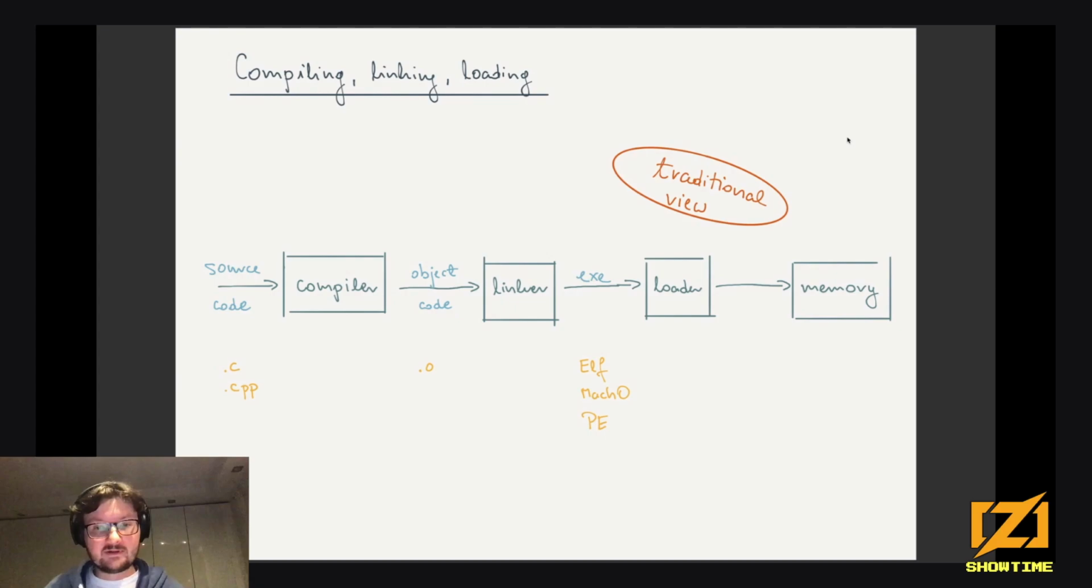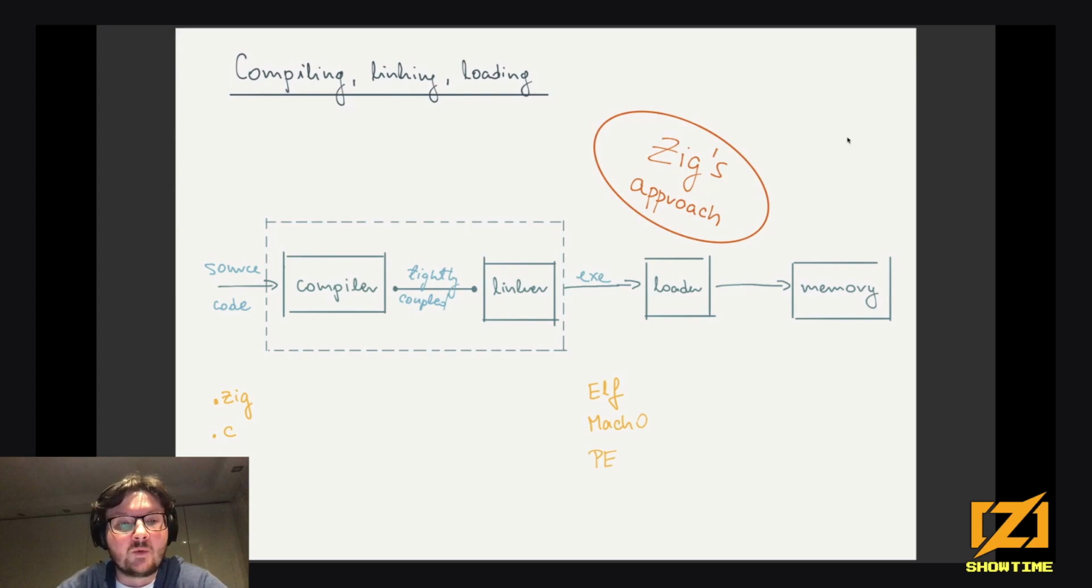Now, this is what we're trying to achieve in Zig. Andrew decided, and this is a very good idea, to put the compiler and linker a little bit closer together. So this is what we call tightly coupled. With Zig, we have an opportunity to generate an executable directly from the source code, so we don't spit out any object code beforehand. The same will be true for shared libraries. But we will also try to support the traditional view.